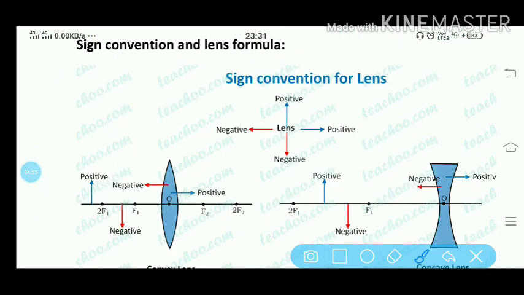We will discuss the sign convention. There are 4 rules for the sign convention. The very first rule is that the optical center O in both the lenses is chosen as the origin. Whatever distance we have to measure, we'll start our measurement from this optical center O. Suppose this is our object. To measure the distance, we'll start our measurement from O to the object.